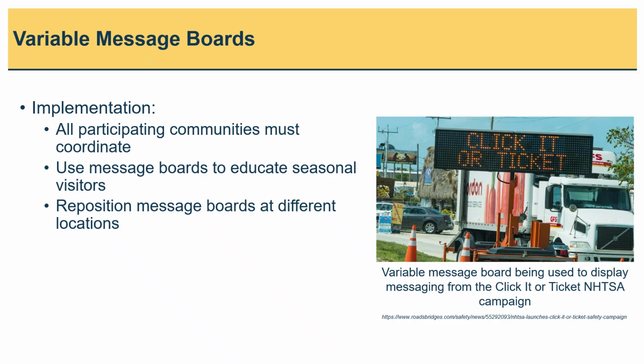The key for a successful variable message board campaign is to coordinate with all participating communities. Displaying the same text or campaign message will have a bigger impact on drivers. This can also be achieved by participating in the seasonal NHTSA campaigns to coordinate on a national scale. Using variable message boards is also a great opportunity to educate seasonal visitors in a tourist area on New Jersey laws or local regulations. To avoid the message becoming stagnant with frequent road users, frequently reposition the text board at different locations to maintain the novelty of the message and sustain interest.